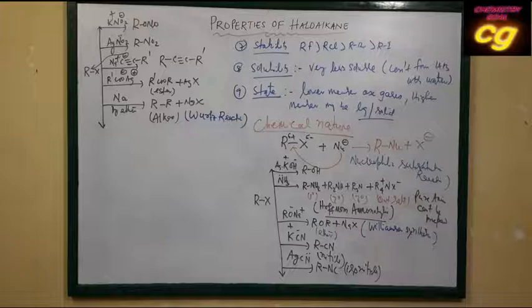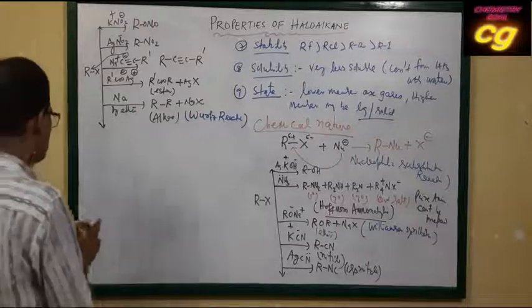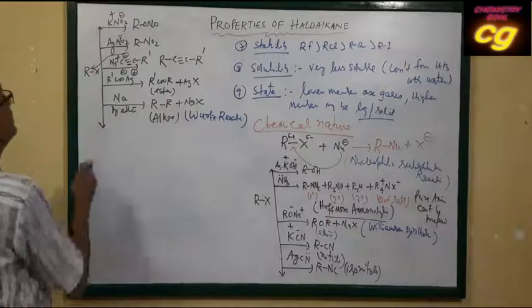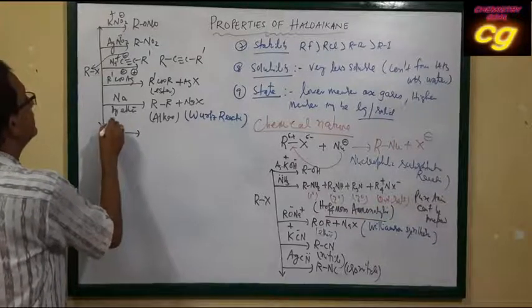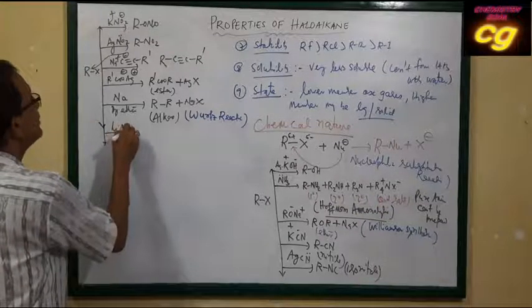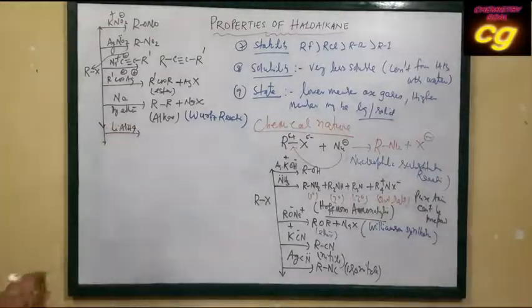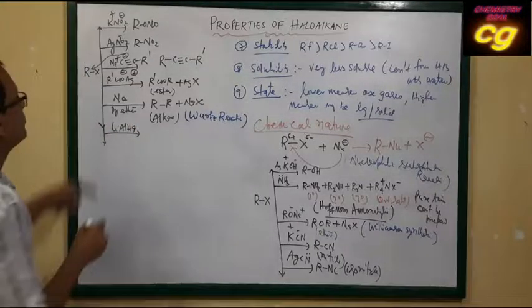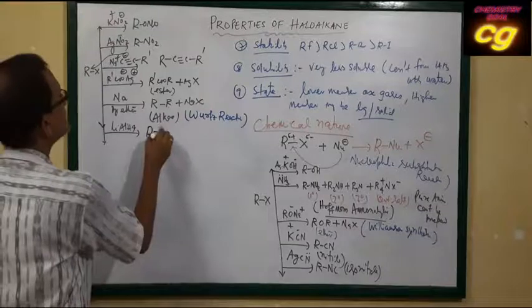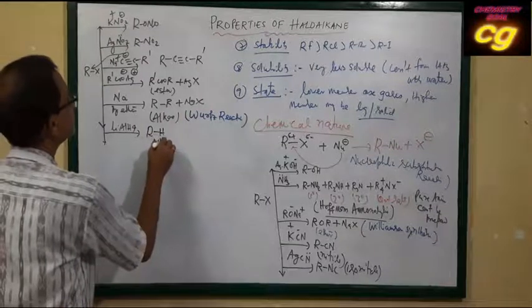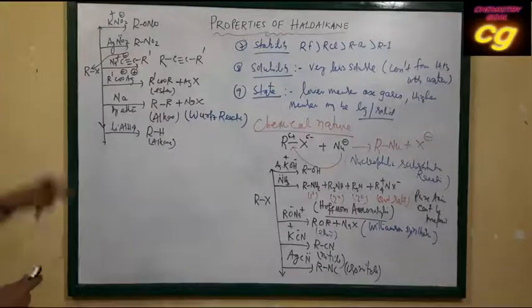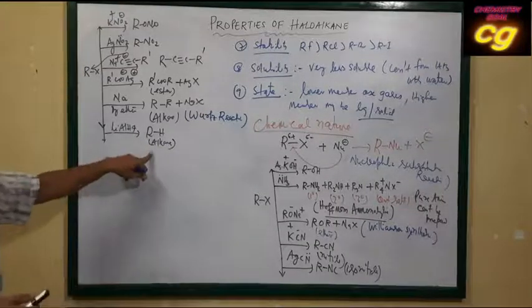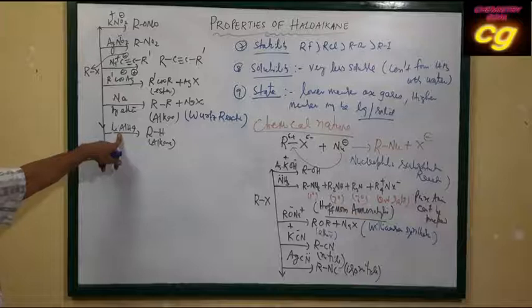If you reduce this with any strong reducing agent, like lithium aluminum hydride, it produces RH. RH means alkane. You get alkane. This is very important. That means haloalkane can be reduced to alkane by lithium aluminum hydride.